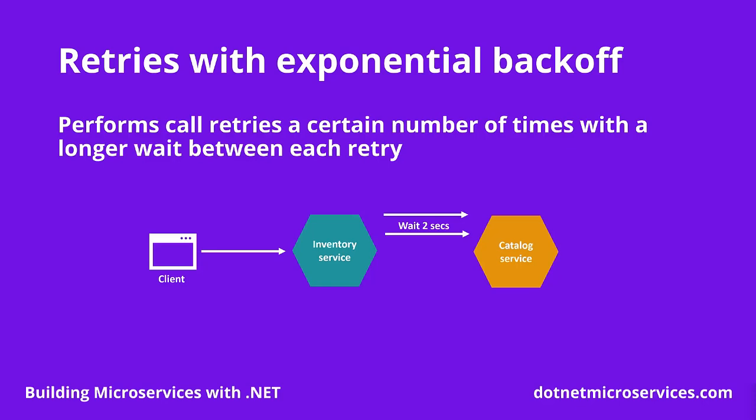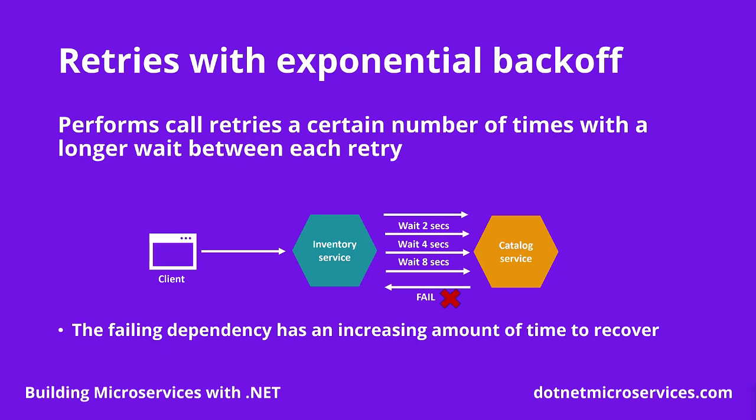If the request fails again, we will now wait a longer amount of time before trying the request. If it keeps failing, we will wait a yet longer amount of time before one more try. And eventually, if we have tried enough times with no successful response, we will let the call fail. As you see, this strategy lets a failing dependency have an increasing amount of time to recover. It also avoids overwhelming the dependency. Let's see how to implement timeouts and retries with exponential backoff in our inventory microservice.